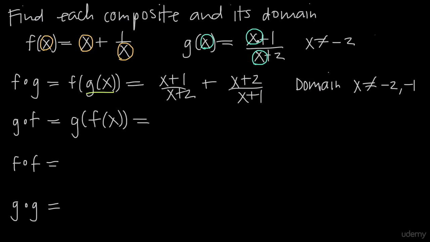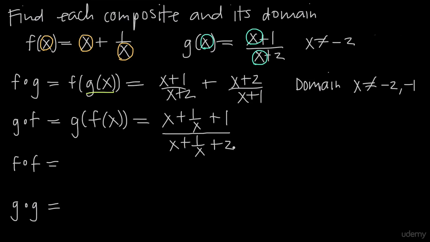Now on the right-hand side, we need to replace both of these x's with the entire f of x function, x plus 1 over x. So instead of x right here, we're going to say x plus 1 over x, and then we have our plus 1. That's our numerator. Then if we look at the denominator here, we have x plus 2. Instead of this x right here, we're going to replace it with the entire f of x function, so x plus 1 over x, and then we have our plus 2.